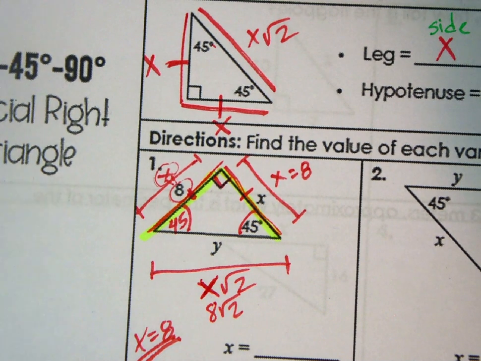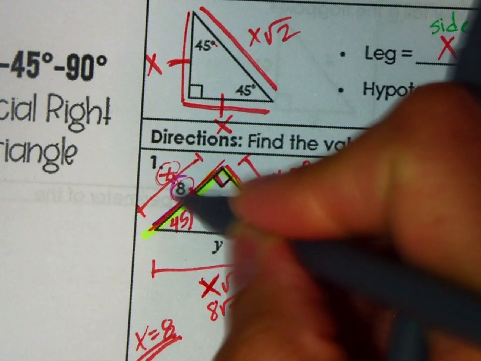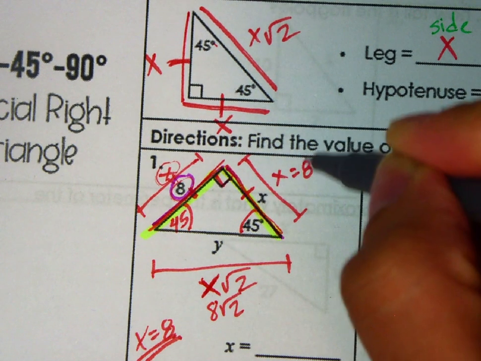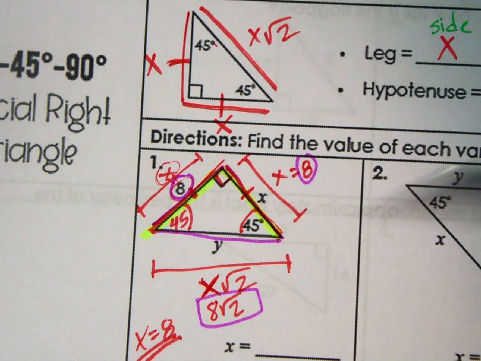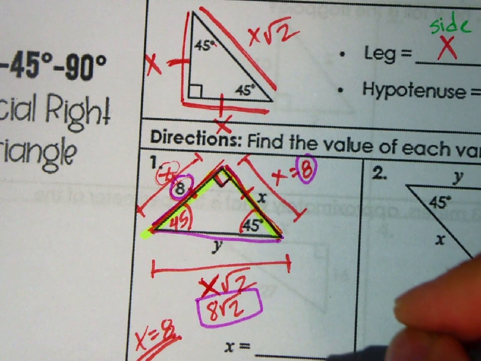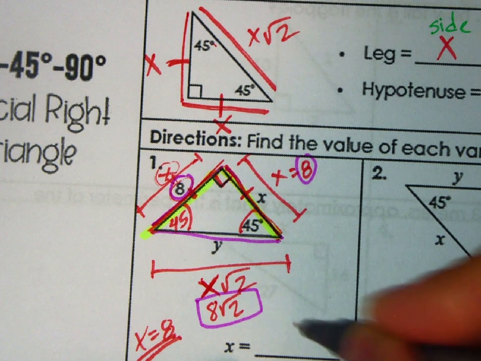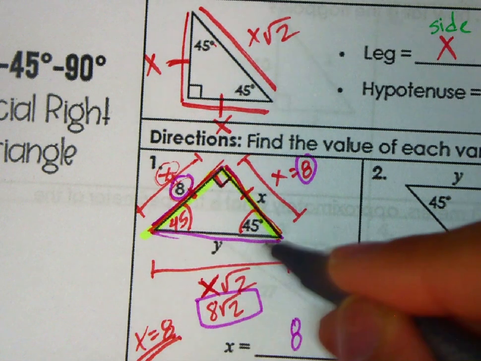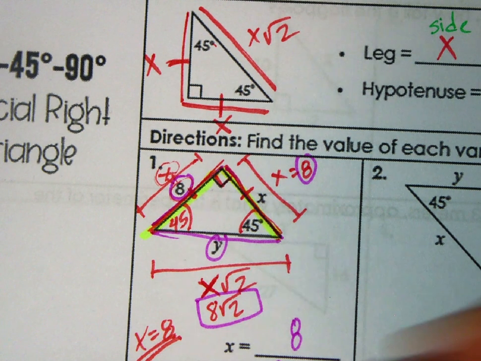Now we can finalize our answers by saying this side is 8, this side is 8, and this side is 8 square root of 2. So to answer correctly, x equals 8 on this triangle, and y equals 8 square root of 2.